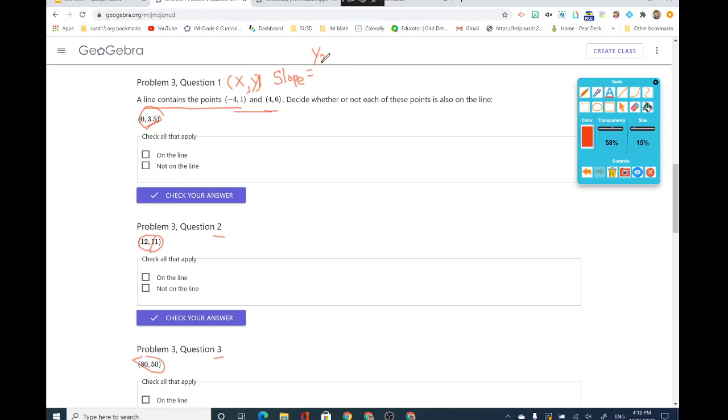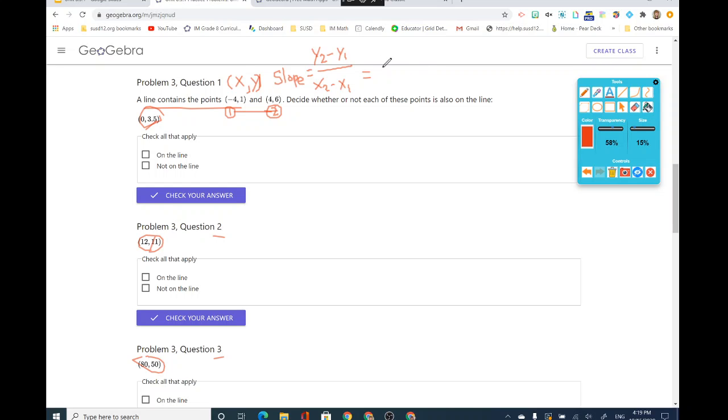Slope of the line equals y2 minus y1 divided by x2 minus x1. This is always going to give you the rise over run, the change in y divided by the change in x. Now, which point is 1 and 2? It doesn't matter, as long as you keep it the same. So you can switch it around if you want to. So I'm just going to say that's point 1 and that's point 2. But it doesn't matter as long as you don't get confused.